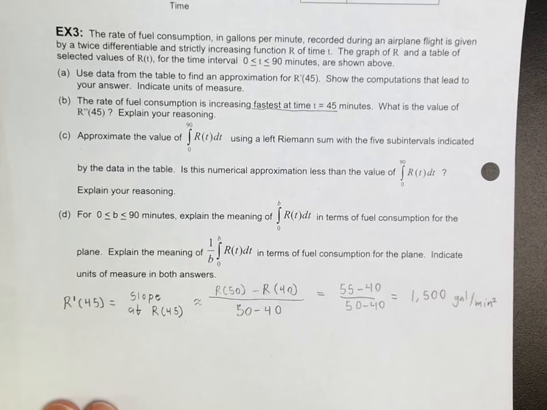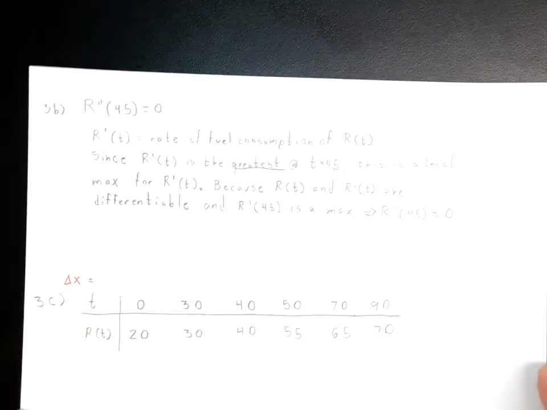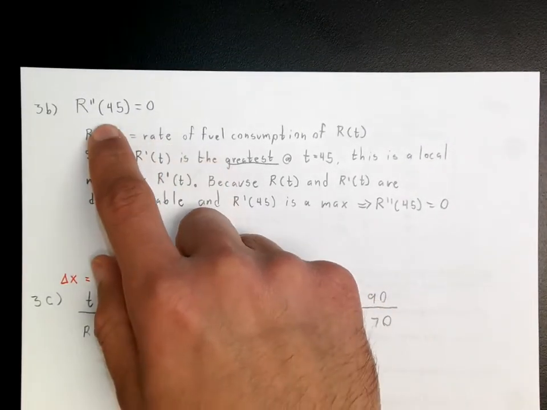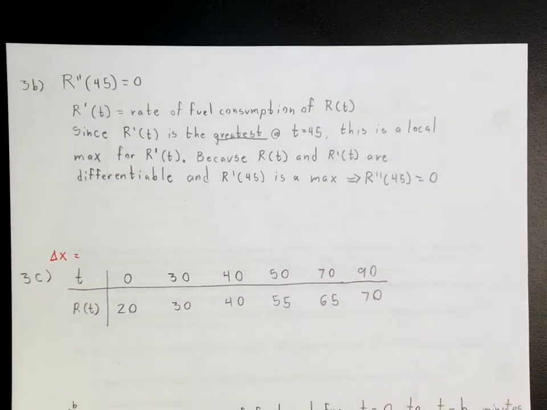So here's what that means. Now I would probably read this before I copy that down, but r prime of t is a rate of fuel consumption. Since r prime of t is the greatest at t is equal to 45, there's a local max, not on the graph that you're looking at on the notes, but on the graph of the derivative of that graph.